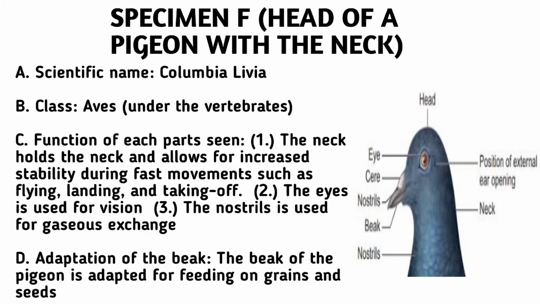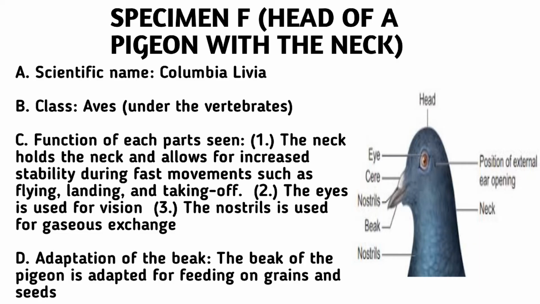Welcome back. Specimen F is the head of a pigeon with the neck. So when you are asked to identify specimen F, don't just write the head of a pigeon. Rather, write the head of a pigeon with the neck or the head of a pigeon attached to the neck. Then they could ask you what is the scientific name of the animal it is gotten from. So you simply write Columba livia. Remember, the first name starts with a capital letter, the second name with a small letter, and underline each of them separately.